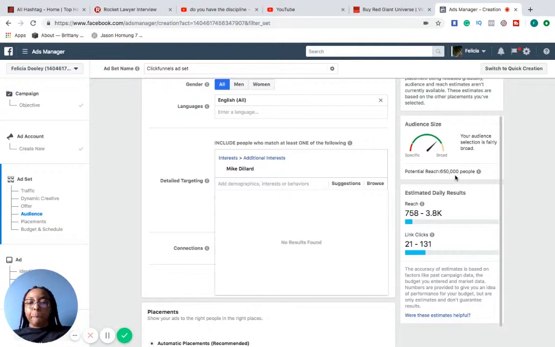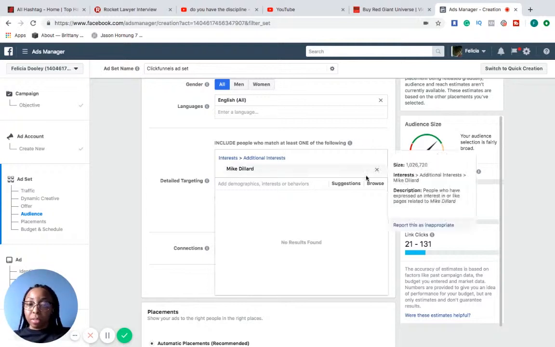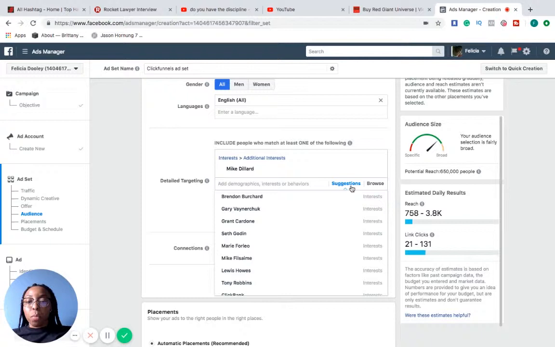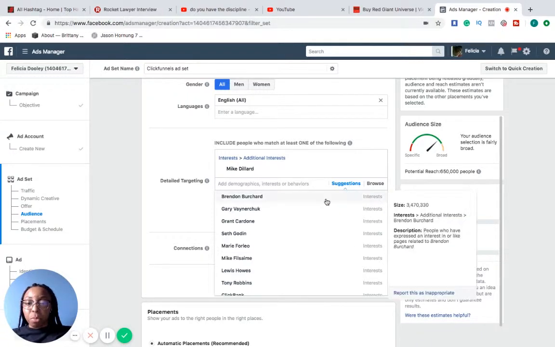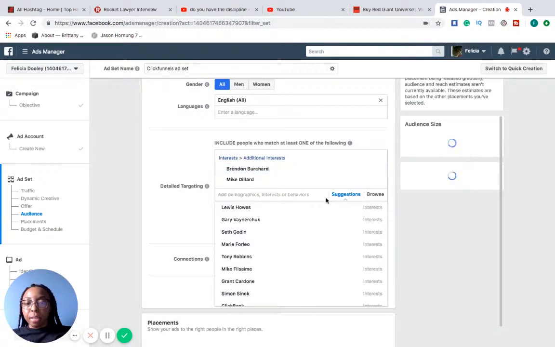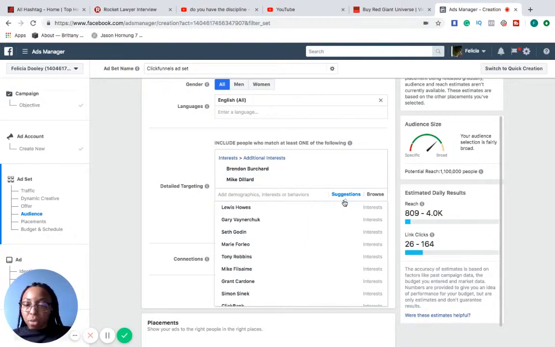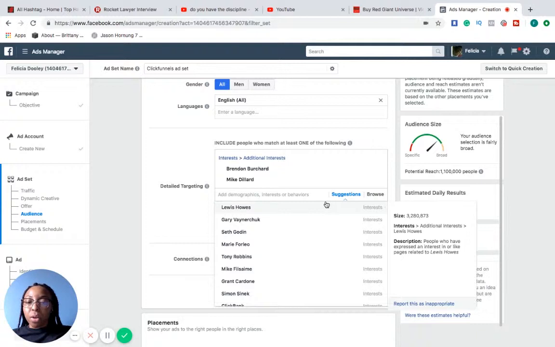But we're going to go to the button called suggestions. And suggestions is really powerful because it simply does what it says. It gives you suggestions. So let's say people we're not thinking about, like I didn't think about Brendan Burchard, but he's a great dude. He's an entrepreneur. So we're going to put Brendan in there. And we're keeping everything interest-based. We're not doing job titles. We're not doing any type of employer, things of that nature. We're keeping everything that we're looking for as interest-based.